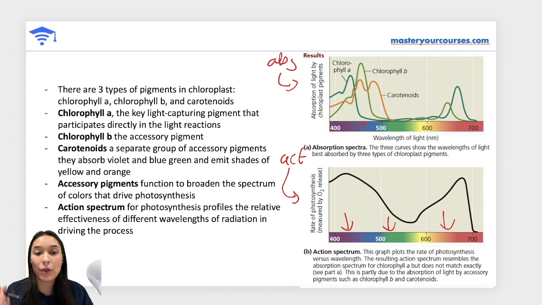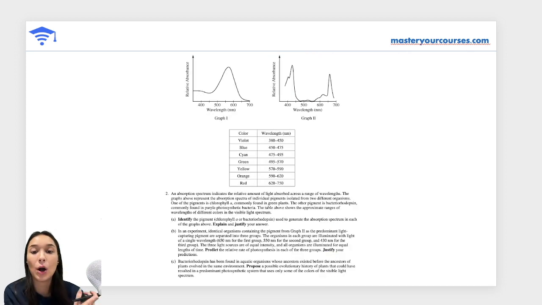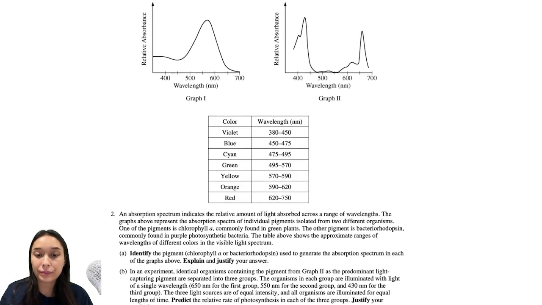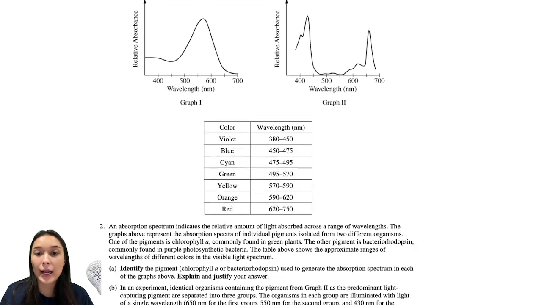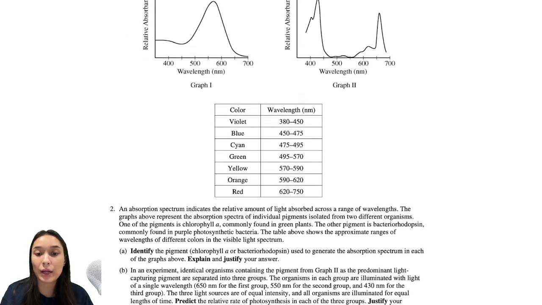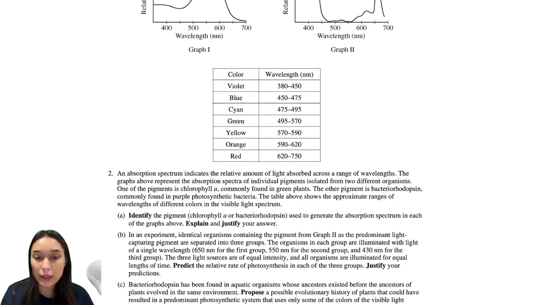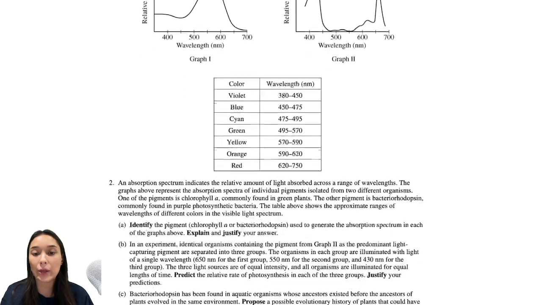So now that we've talked about that, I'm going to move on to an application of this, and this is going to be a mock AP exam question. This was on the AP exam a couple years ago, and it was looking at spectrums in terms of light. So let's read this question first, and then we'll look at the graphs.